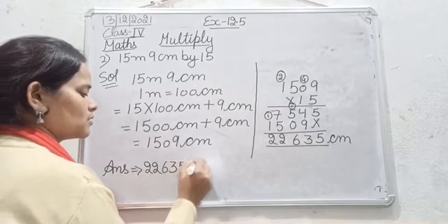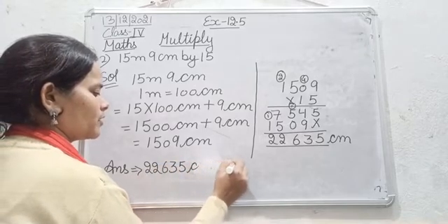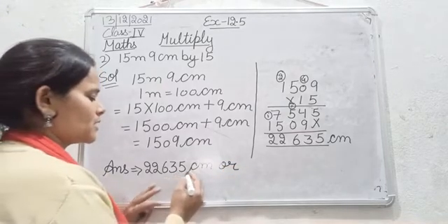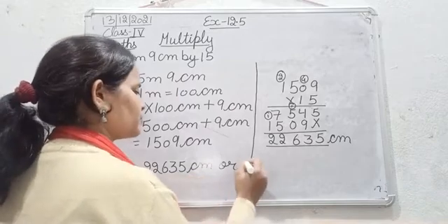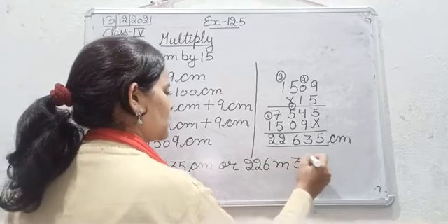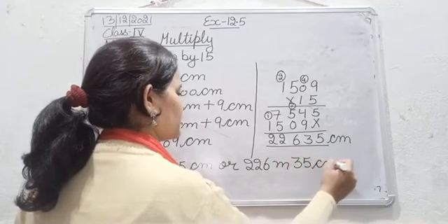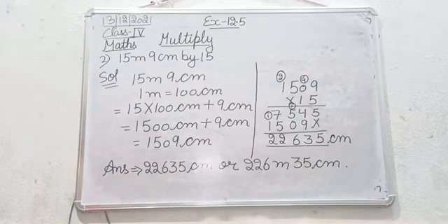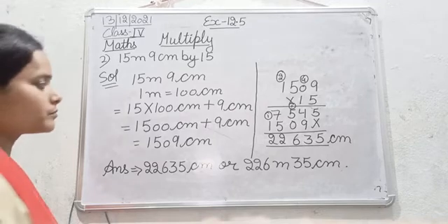So the answer is 22,635 centimeter, or you can write it in meter and centimeter. The last two digits will be the centimeter and the rest will be the meter, so 226 meter 35 centimeter. This is the solution for question number 2. You can pause it here and note it down in your notebooks. Moving next to question number 3.